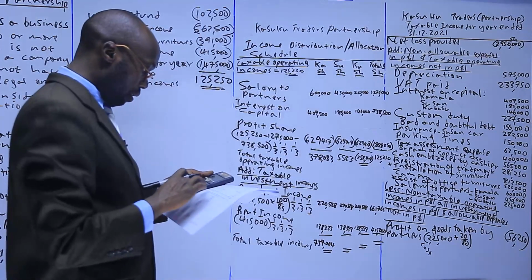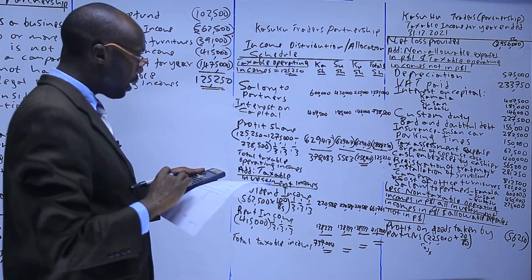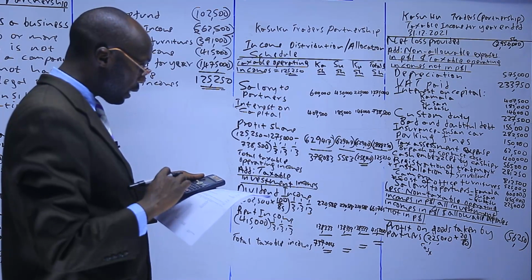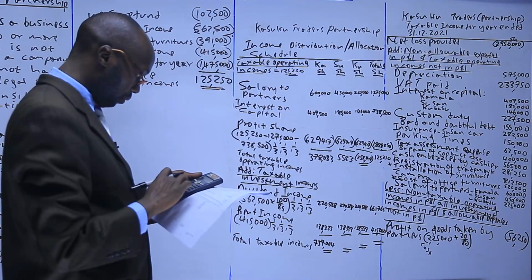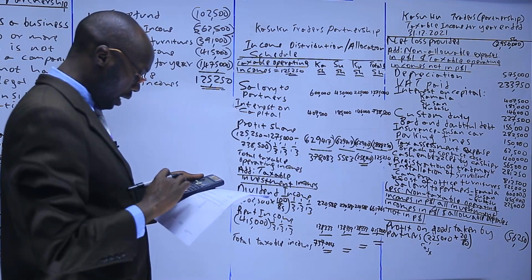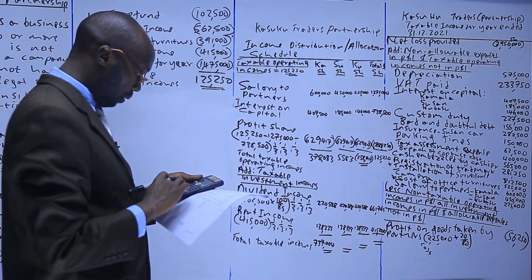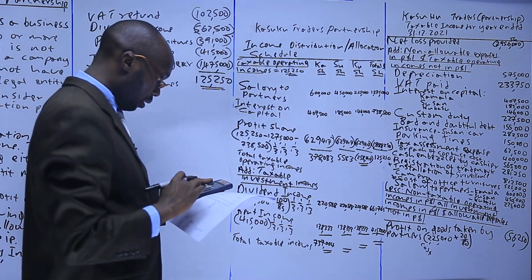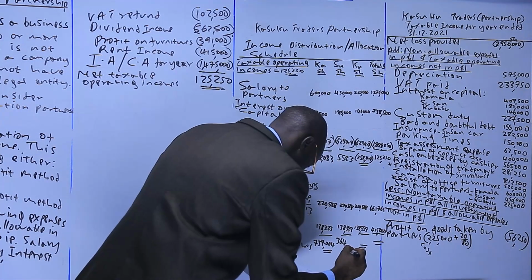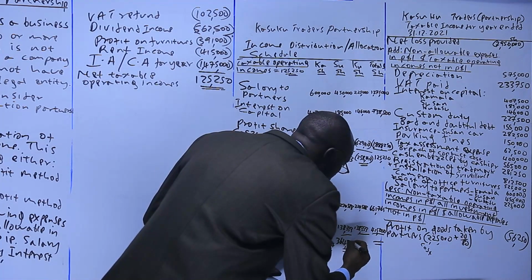We go to the next one, 5,583, and then we add 220,588, and then we add 138,333. We get 364,504.